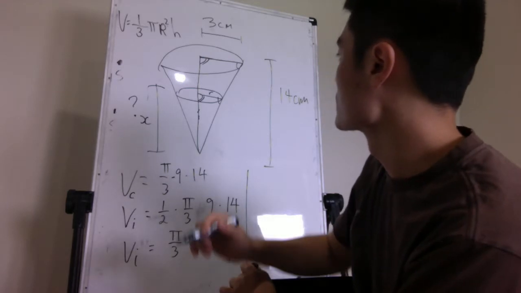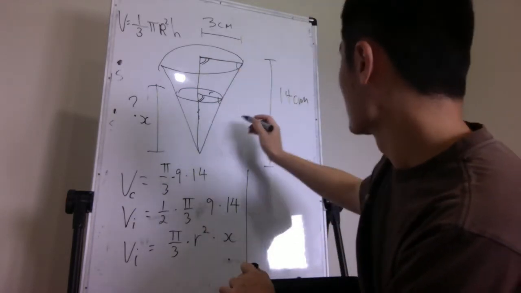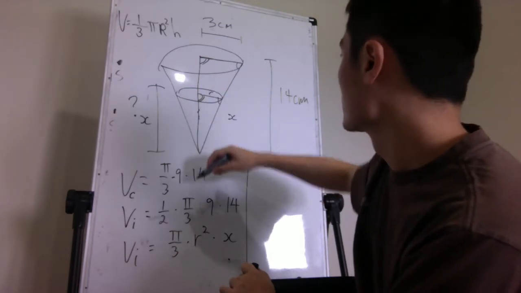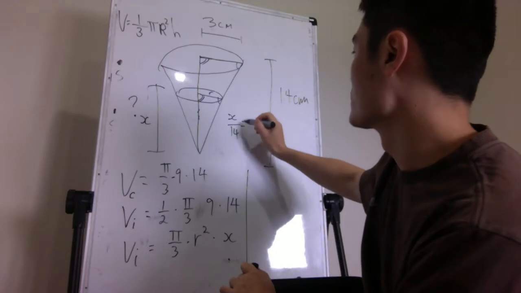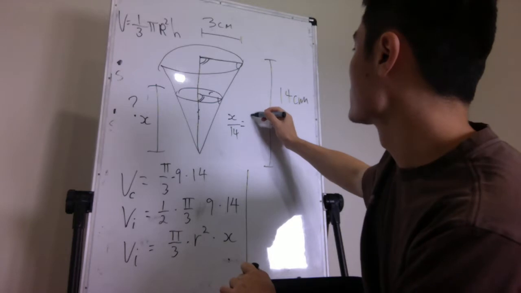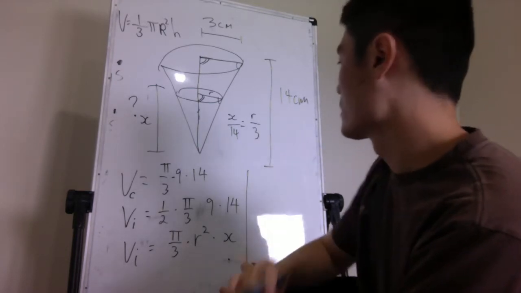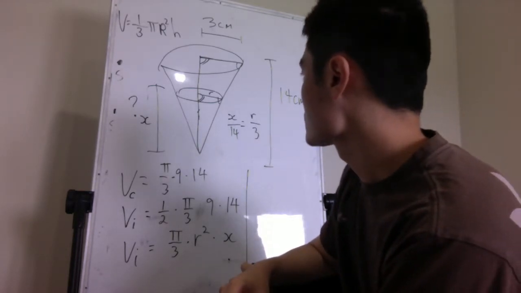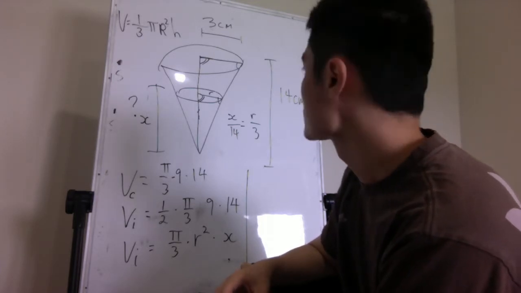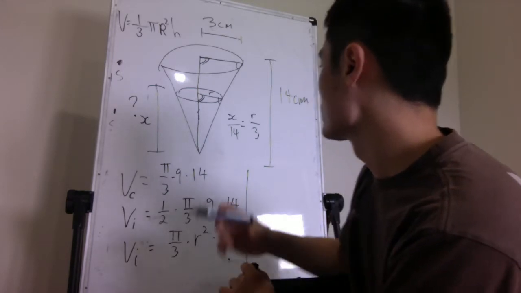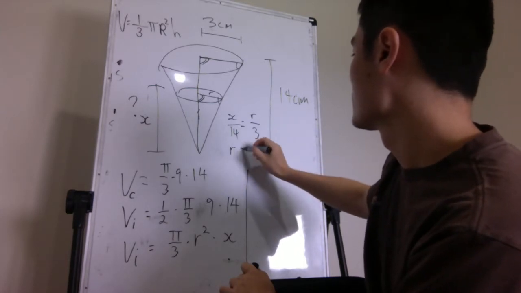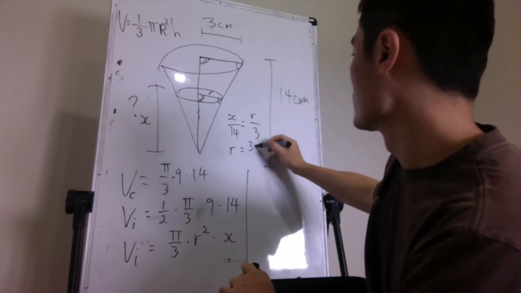These are similar triangles. So because of similar triangles, X, the side of the small triangle, over 14, the size of the bigger triangle, is equal to the corresponding ratio with the r's. Okay, so this is r over 3. Okay, and so r is equal to 3x over 14.